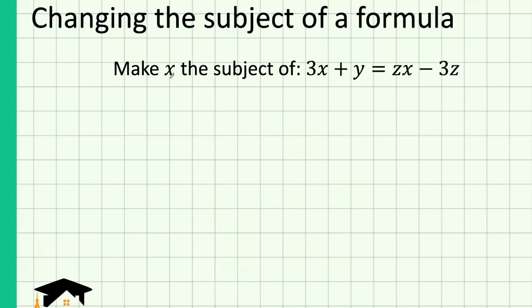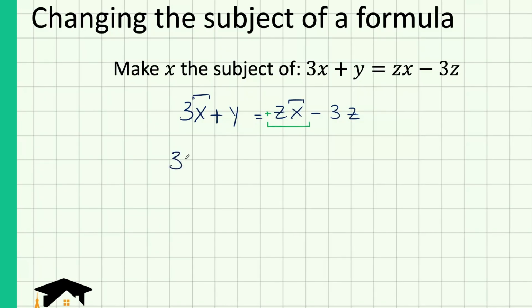Now let's make x the subject of this other formula. 3x plus y equals zx minus 3z. So, because we have x on both sides, the idea will be to bring all of the x into one side. For this, let's take zx and move it to the other side. Remember that here you have a plus.